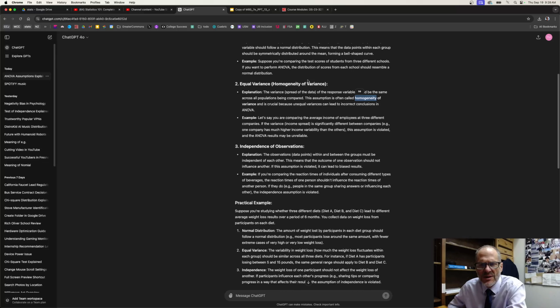This assumption is often called the homogeneity of variance, and it's crucial because unequal variances can lead to incorrect conclusions in ANOVA. So these are just interesting to know. I assume all of the problems we're given will have these criteria in place for us doing ANOVA, but if you were out in the wild, doing this on your own, you want to ensure that you have equal variance. Let's say you're comparing the average income of employees at 3 different companies.